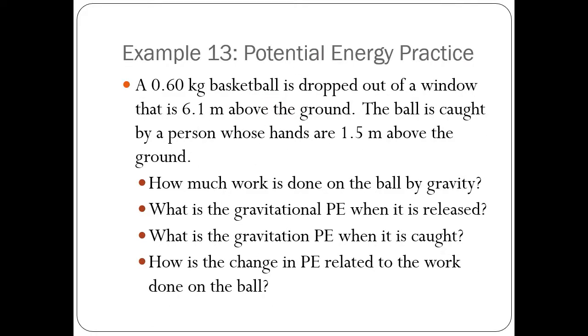Here's another one we can do. Very similar vein. A 0.6 kilogram basketball is dropped out of a window that is 6.1 meters above the ground. The ball is caught by a person whose hands are 1.5 meters above the ground. And just so we are all working on the same sheet of music, let us say that the 0 for measuring potential energy is at the ground level. So how much work is done on the ball by gravity?